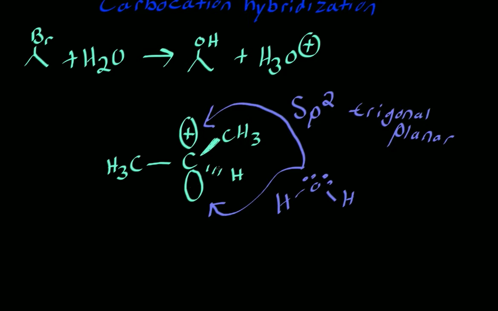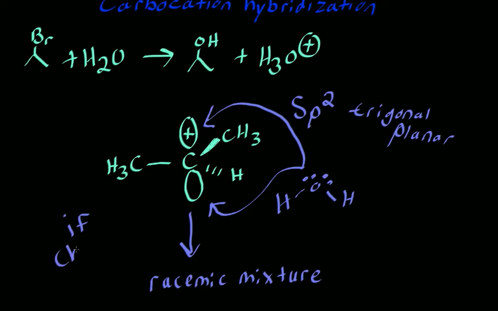And if this molecule was chiral, which it's not because we have two of the same groups on this carbon, so it's not a chiral molecule, we would get a racemic mixture of both enantiomers. So we'd get a racemic mixture if this was chiral, because we can attack from the bottom or we can attack from the top. Now let's look at a chiral molecule.